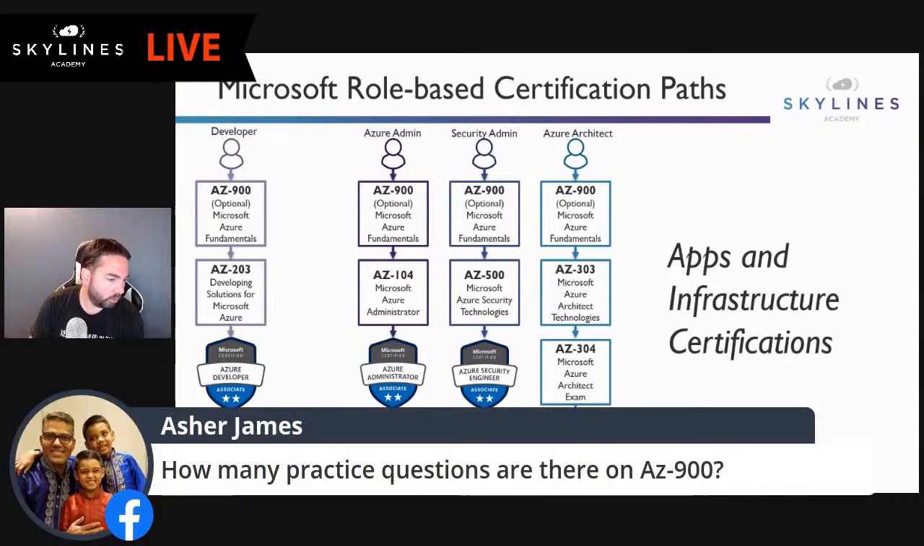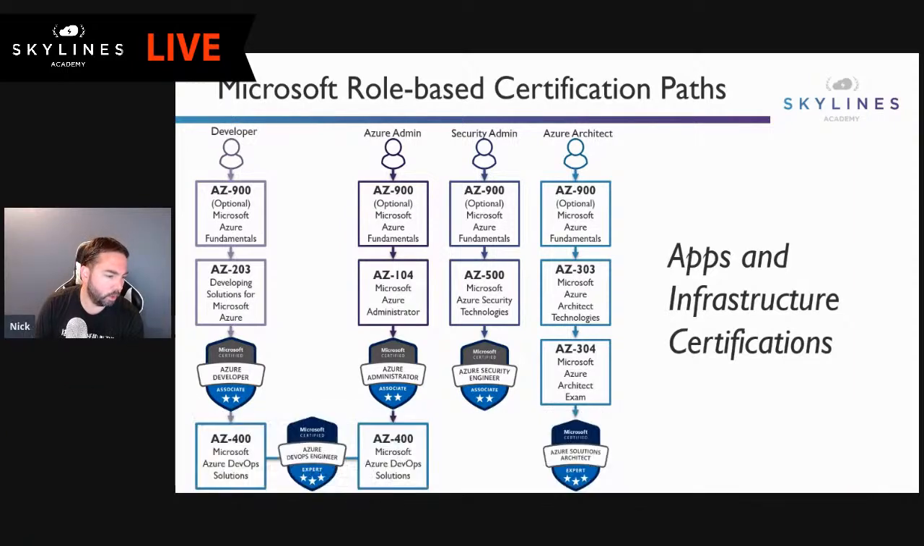How many practice exam questions are there on AZ 900? I'd have to double check. Off the top of my head, I'd say 90, 100, somewhere in that region. That's the goal typically. It might be closer to 130 now. But there's a good bunch there. We gave the links. Just double checking.